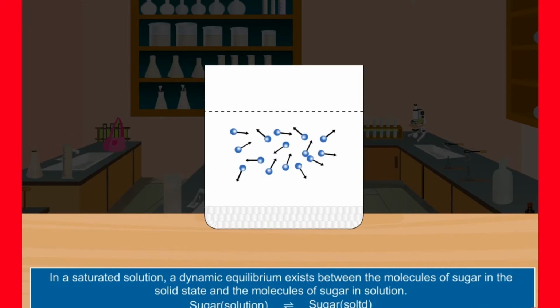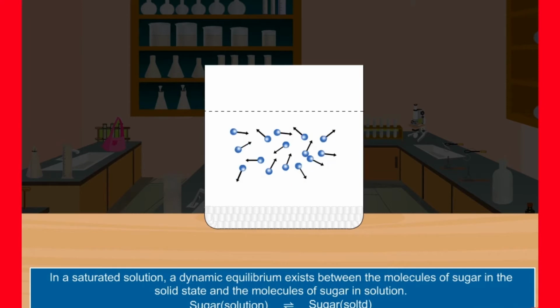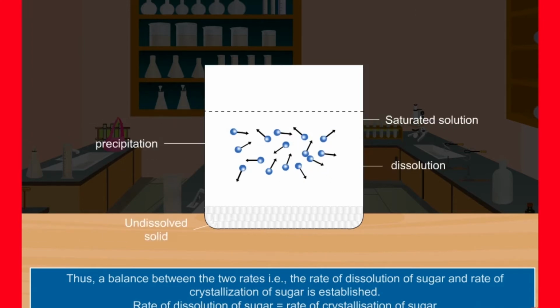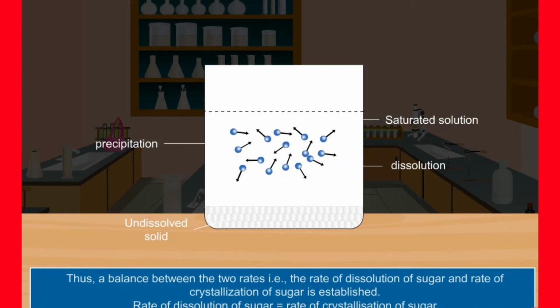In a saturated solution, a dynamic equilibrium exists between the molecules of sugar in the solid state and the molecules of sugar in solution. Thus, a balance between the two rates, that is, the rate of dissolution of sugar and the rate of crystallization of sugar, is established.